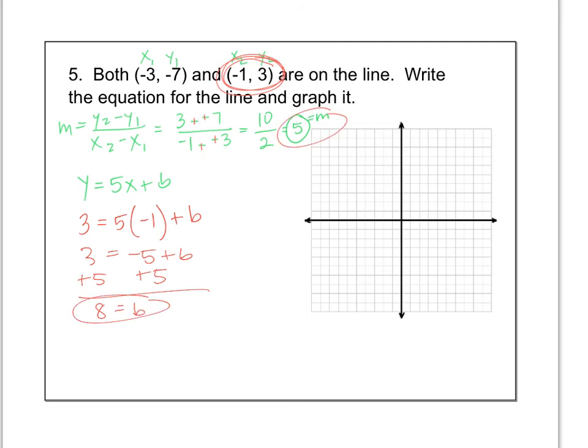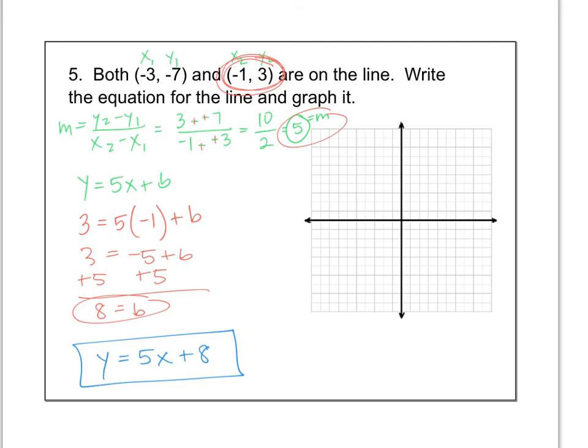We have our m, we have our b. We can write the equation for the line. Y equals, the slope is 5x plus 8. There we have it, you guys. And now we can graph it.